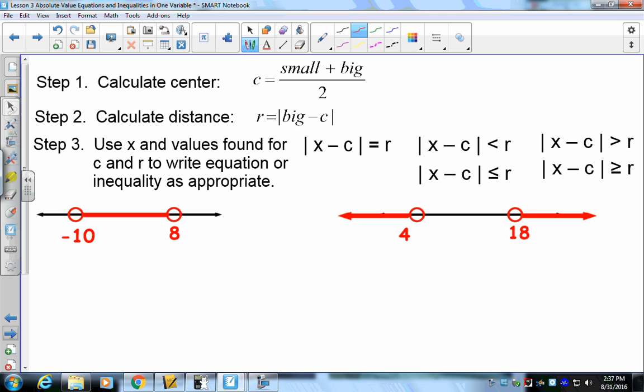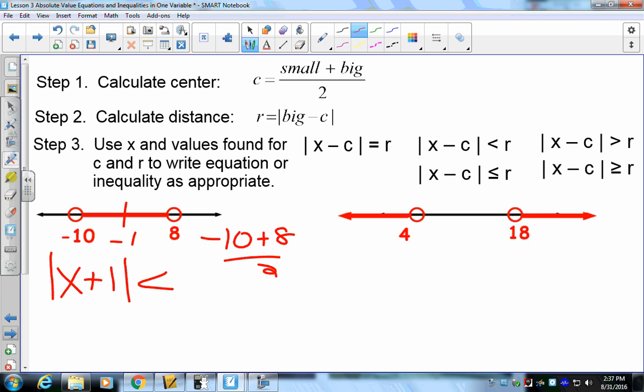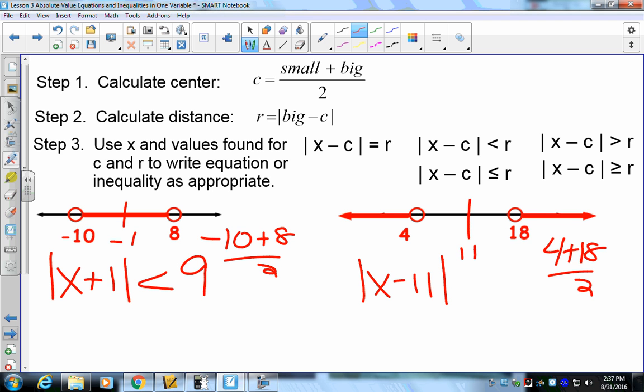Next example, both are inequalities. -10 plus 8 divided by 2 gives me -1. So my center's at -1. That means it's going to be x plus 1 inside. It's going to be a less than because it's an and, because the shading's in between and it's not equal to. And the distance from -1 to 8 is 9. All right, my next problem, 4 plus 18 divided by 2 gives me 11. So I have x minus 11. It's going to be a greater than because it's shaded out, so it's an or. The distance is 7.